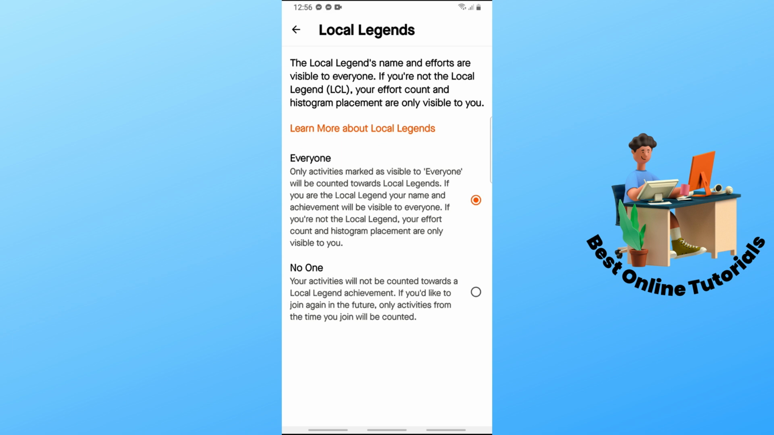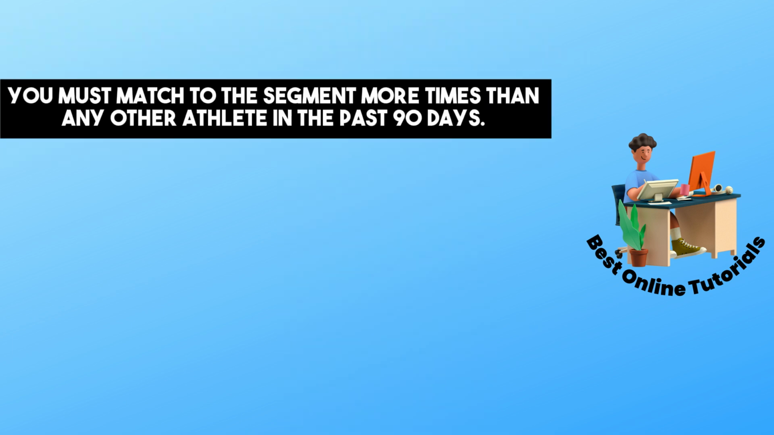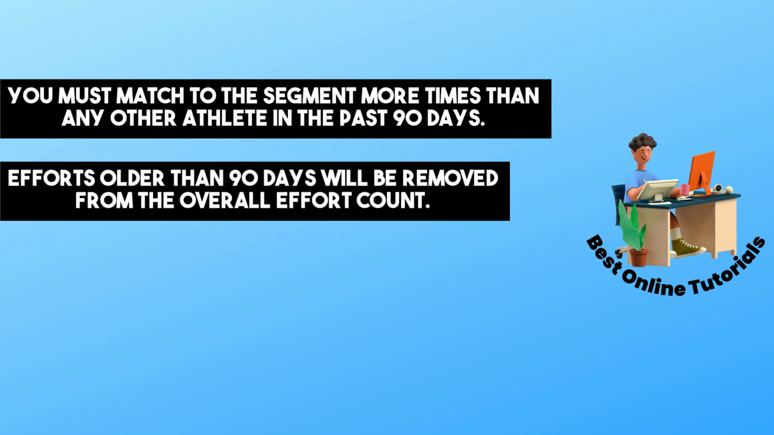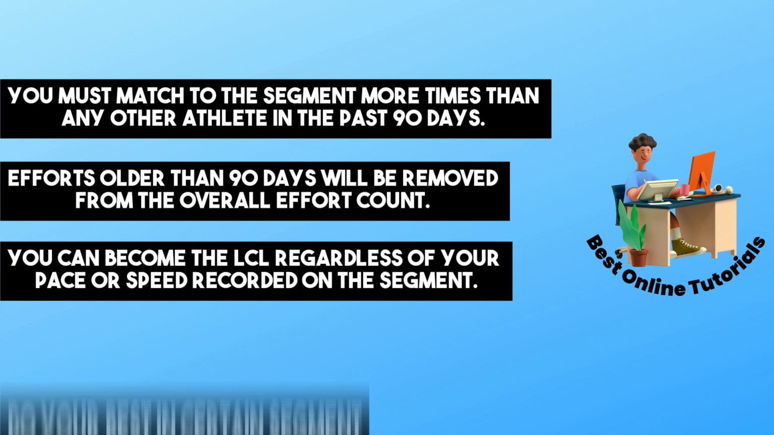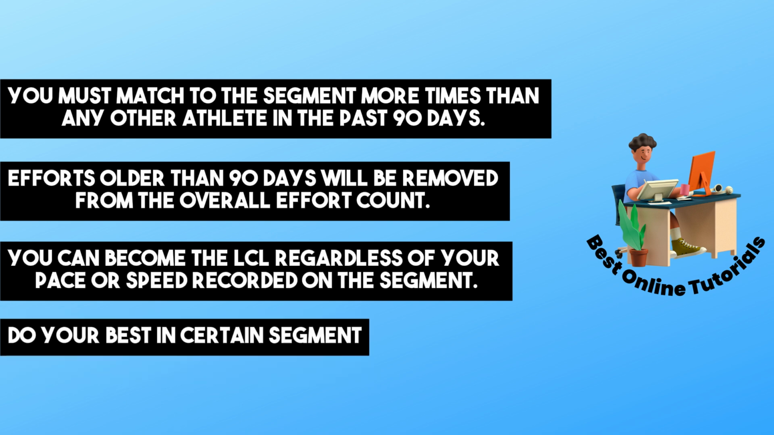And now, once you have done that, in order for you to get the local legend achievement on your Strava, you must match to the segment more times than any other athlete in the past 90 days, and efforts older than 90 days will be removed from the overall effort count. And guys, remember, you can become the local legend regardless of your pace or speed recorded on the segment. So you must just do your best in a certain segment and you will become a local legend.